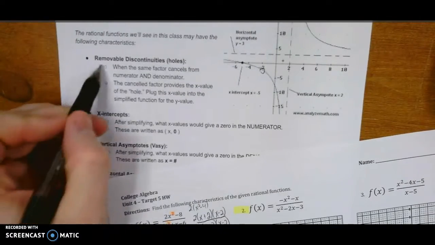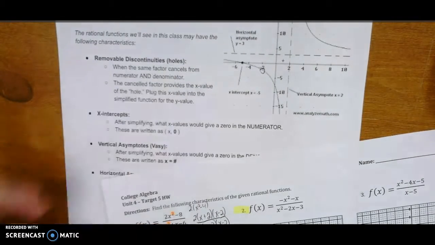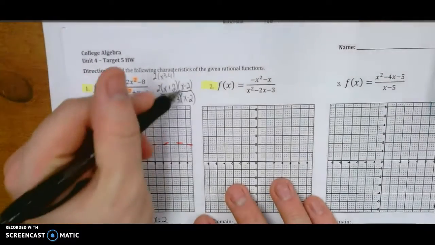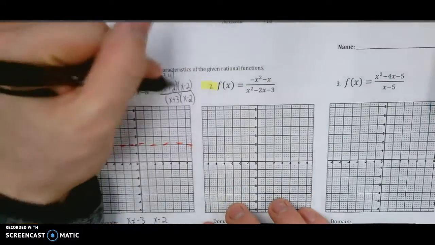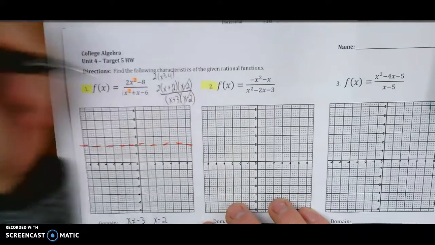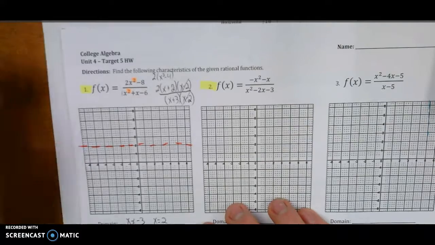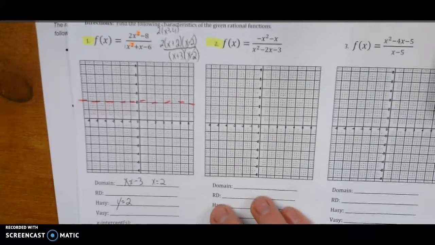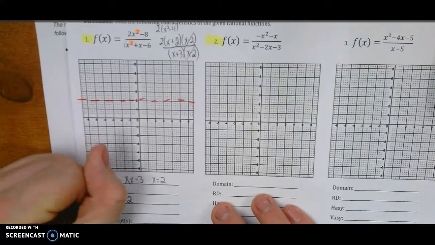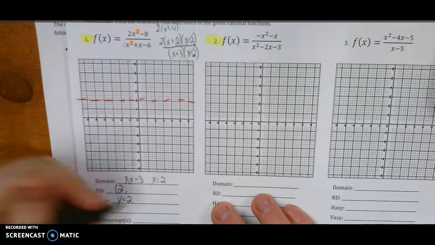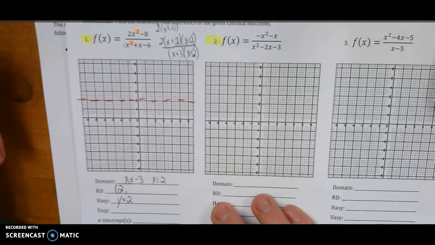RD stands for removable discontinuities. I like to call these holes in the graph. Holes in the graph occur anytime we have factors that cancel out. Right here I'm seeing an x minus 2 and an x minus 2. Those would cancel each other out. So the x value is going to be 2, and then we need to figure out what the y value is.